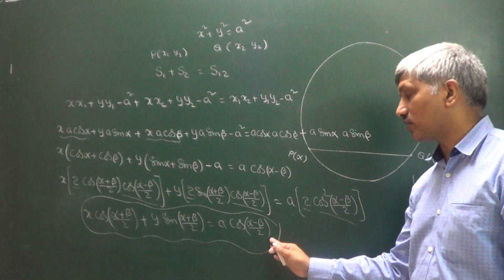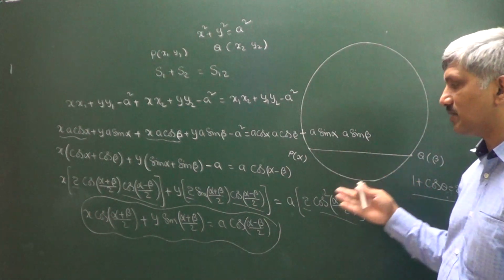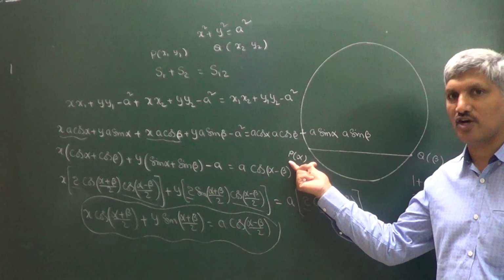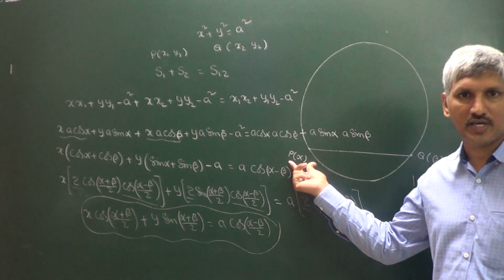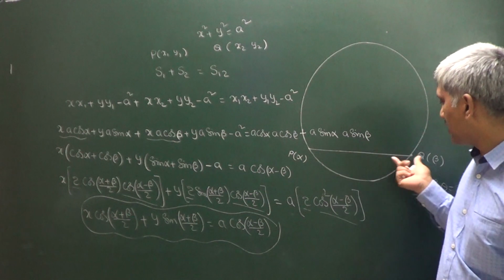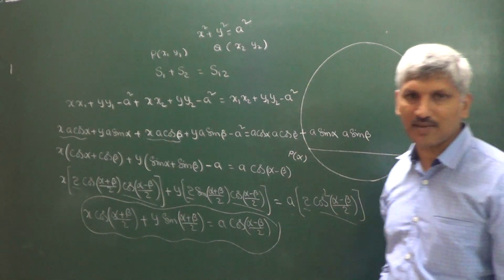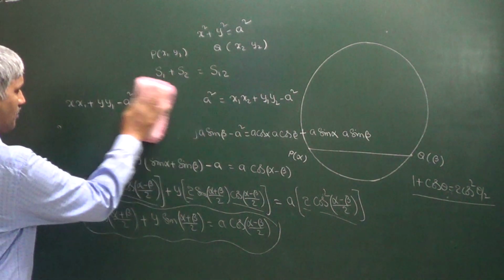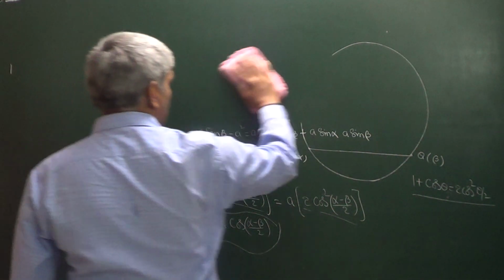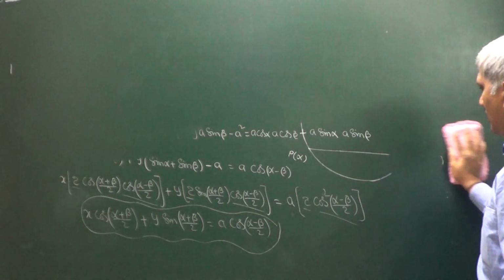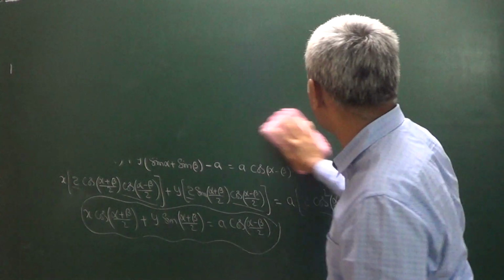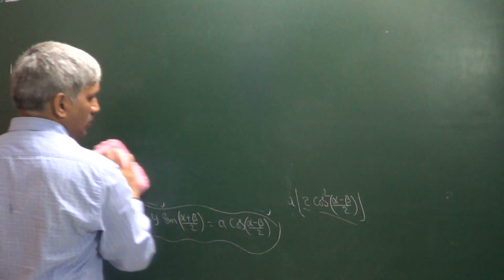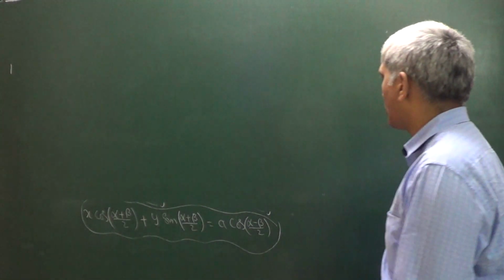So this is the equation of the chord passing through P alpha and Q beta, right? The equation of the chord passing through these 2 points, that means the parametric equation of this chord. What are the parametric equations of these points? A cos alpha, a sin alpha, and here a cos beta, a sin beta. Now I am going to discuss the parametric equation of a tangent. When this chord becomes a tangent, point Q and point P coincide.